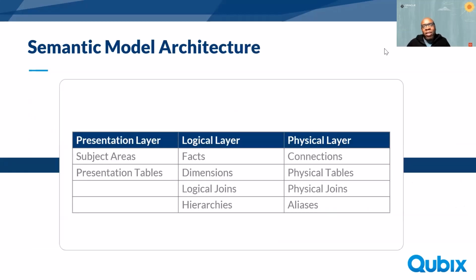In terms of high-level architecture of the semantic model, it's split into three main areas. You've got your physical layer, logical layer, and your presentation layer. And it's within these layers that you bring in the metadata of your underlying data sources, model it, and then present it to your end users.